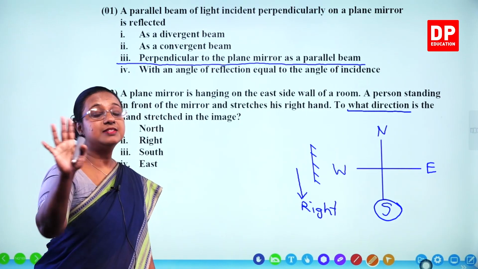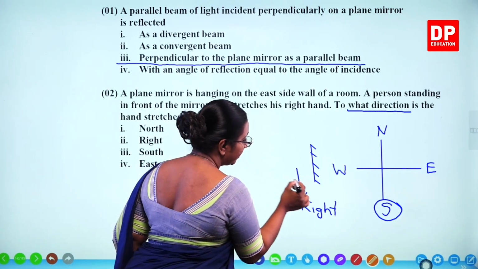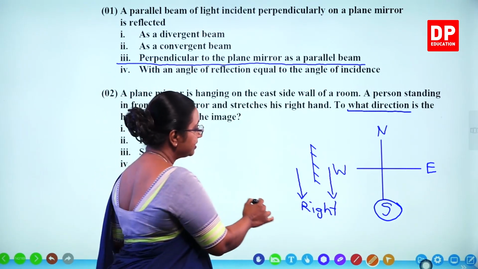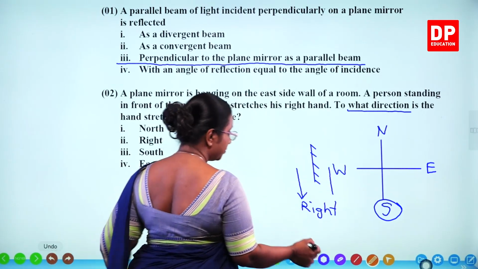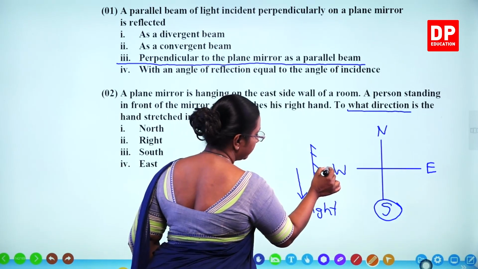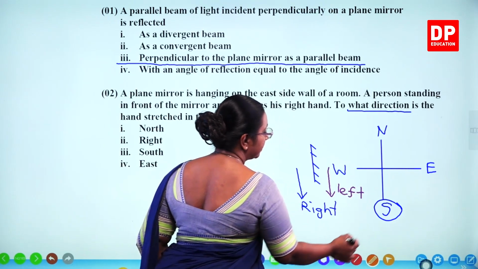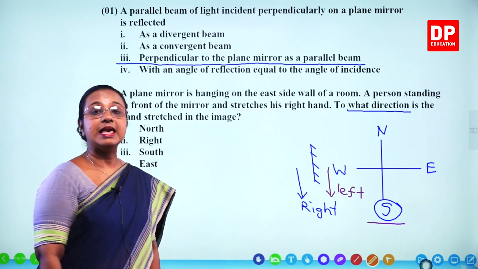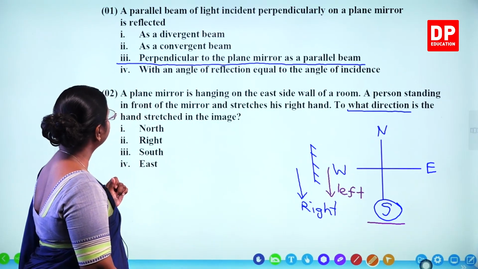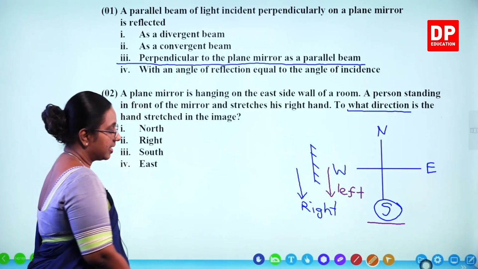But both hands point to the same direction. So, when I stretch my right hand, the image also stretches the same hand. But this is right. I will use a different color so it's easy for you all. So here the image stretches the left hand, but that also points to the same direction. That is south. So what is the correct answer? North, right, south, east. It has to be south.